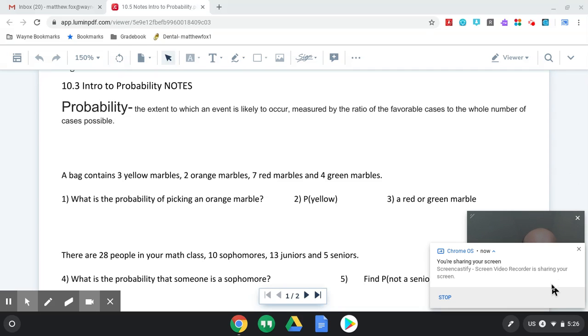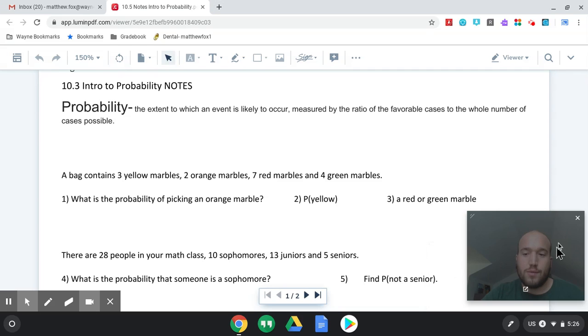Including this week, I believe we have 6 weeks left of the school year, okay? So let's dig in, finish strong. This week, we are going to start talking about probability.